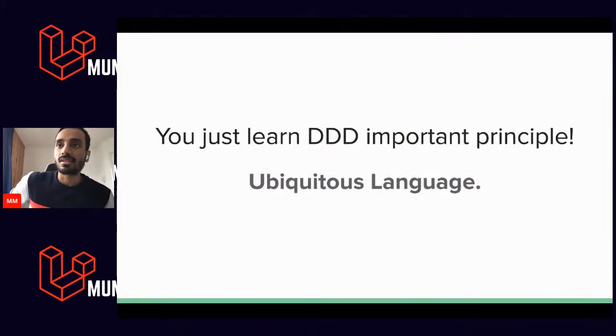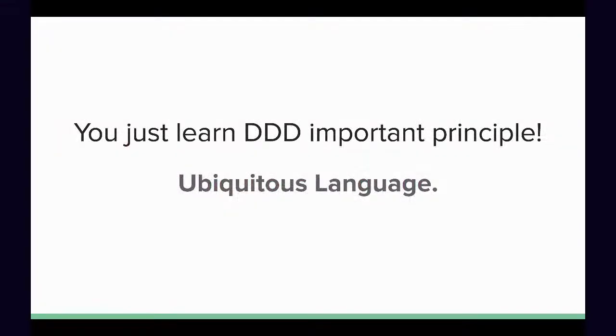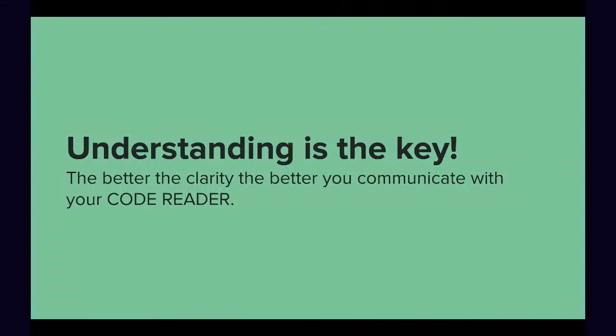You just learned an important DDD principle. If you understand the logic, and you are able to communicate with the code users, you have understood the ubiquitous language and domain. So the better you express yourself in the code, the better you are able to communicate with the coder, and as well grasp how the product owners understand the domain and understand the business. So in short, ubiquitous language is understanding and communicating it better.